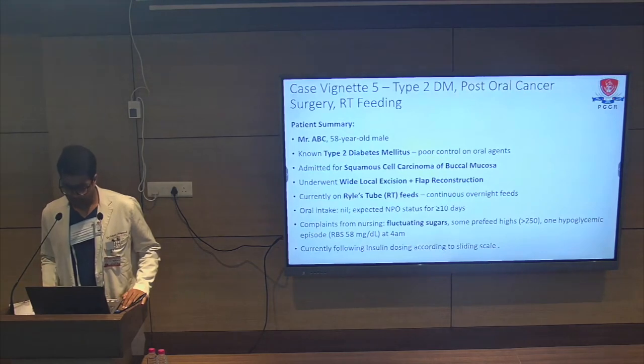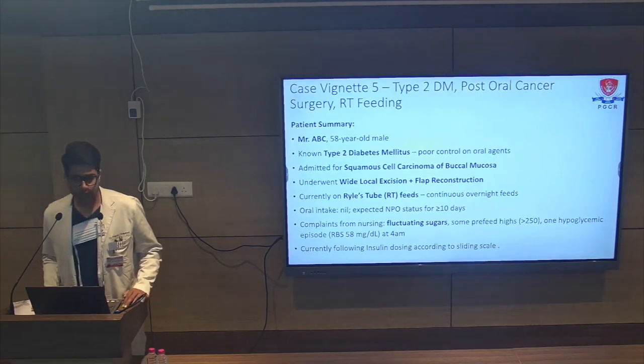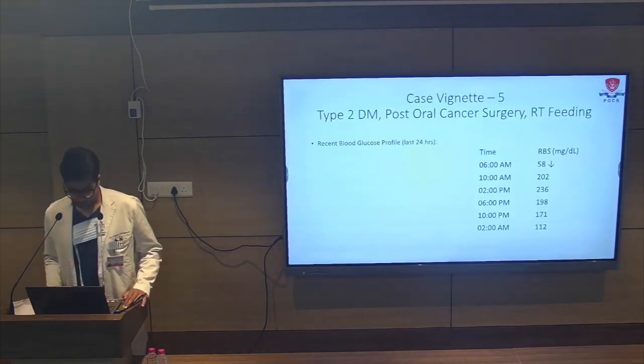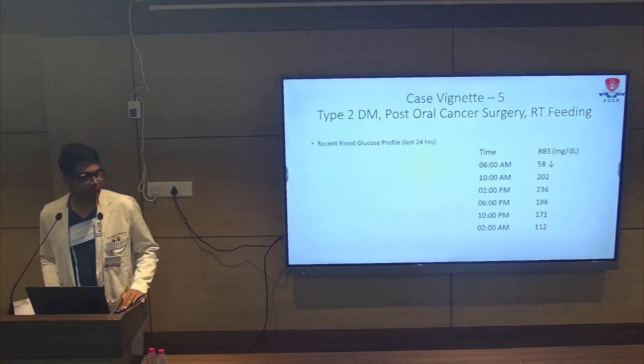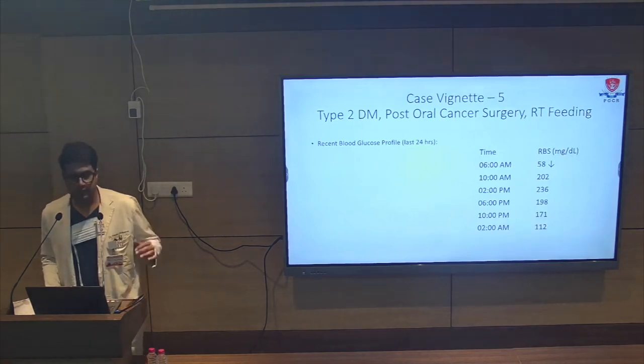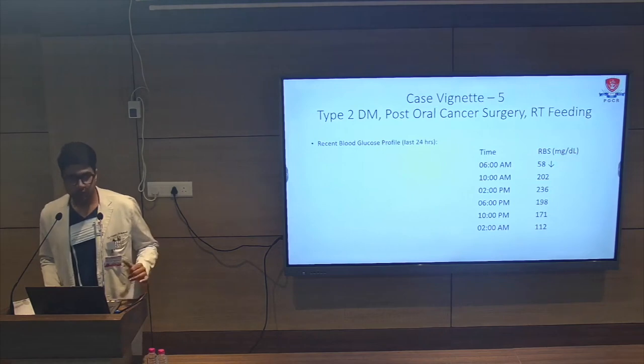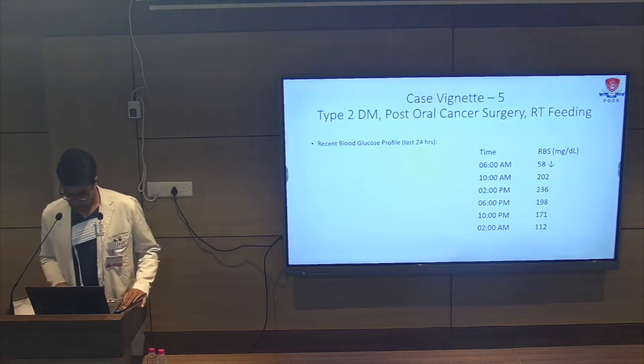There are some pre-feed highs and there are hypoglycemic episodes. So there are fluctuations in the sugars for the patient. As a general old routine, we are following a sliding scale in the wards. So this is the sugar monitoring chart for the patient. As we can see, there are early morning lows, and then we get some pre-feed highs.